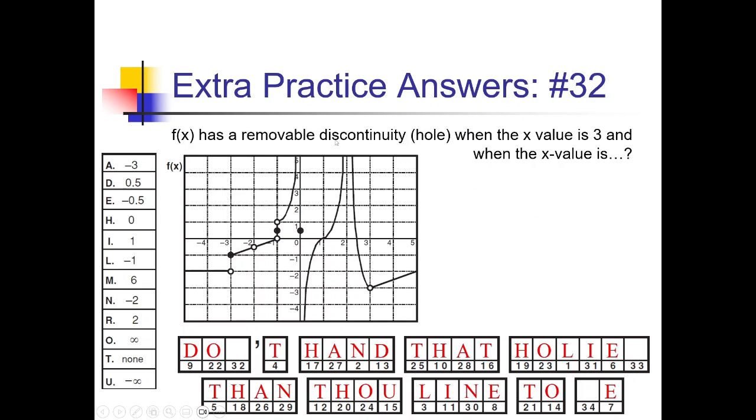For number 32, they're saying f of x has a removable discontinuity or hole when the x value is 3, which we see right here, and when the x value is what? So we're looking for another hole in the graph. The other hole is happening here at -2. So to be a hole, you have to be approaching the same place from the left and the right and just have a hole there. -3 would be a jump, also a jump at -1, an asymptote here at 0 and 2, so we have just a hole at -2. So -2 goes with n, and that's in spot 32, which is right here in the beginning.